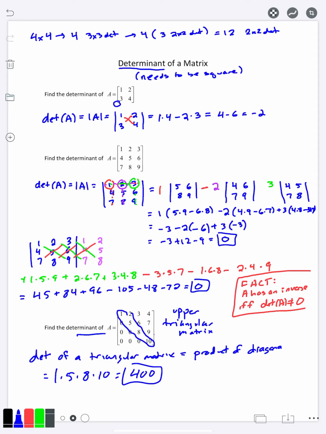Now again, this shortcut only works if you have a triangular matrix. However, if I ever ask you to do something like an 8 by 8 matrix, it's going to be triangular because it'd be insanely long otherwise. But this is a really, really useful trick when it works.